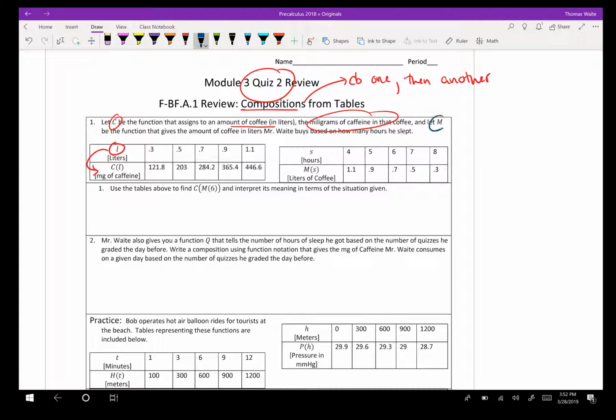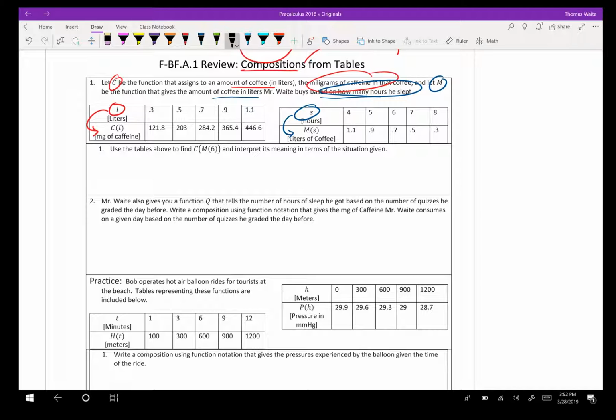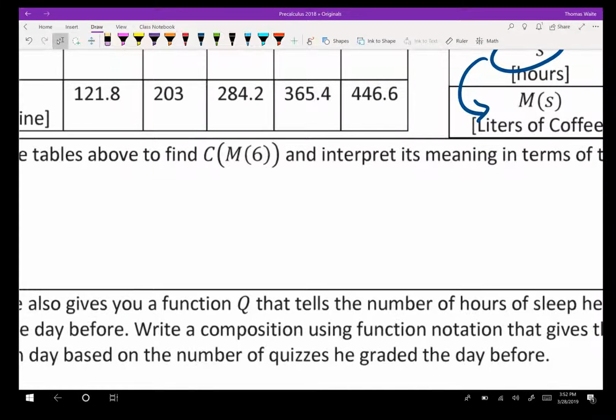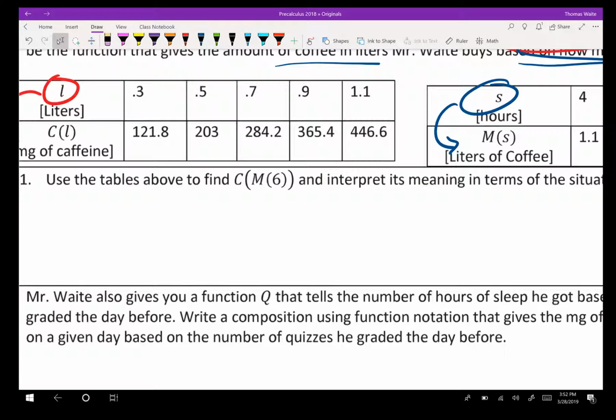And then we have another function, I'm going to do it in blue. It gives the amount of coffee based on how many hours slept. So that one is going to output coffee here, and it takes in S, the number of hours slept. It says, use the tables above to find C of M of 6 and interpret its meaning in terms of the situation given.